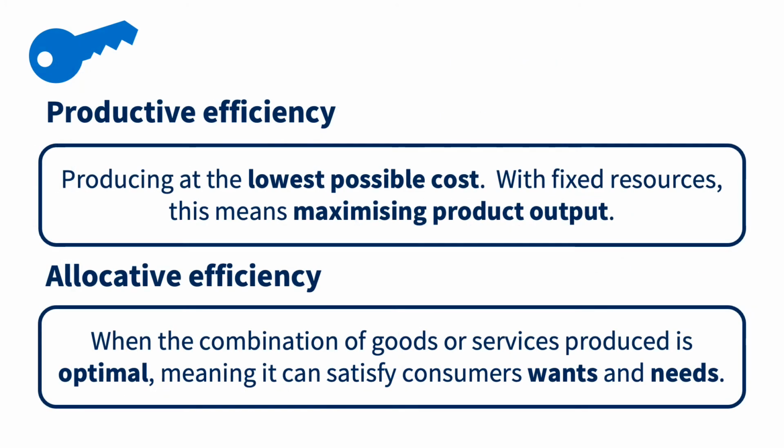At this point, we need to look at two new pieces of key terminology. The first of these is productive efficiency. This is producing at the lowest possible cost, or with fixed resources, such as in a production possibility diagram, this means maximising product output. The second of these is allocative efficiency. This is when the combination of goods or services that is produced is optimal, meaning that it can satisfy consumers' wants and needs. Now let's put this knowledge to use.